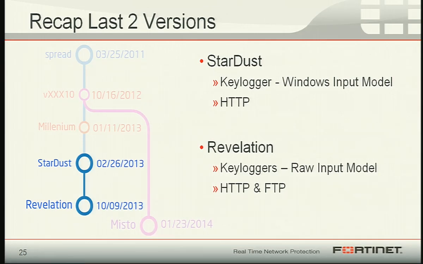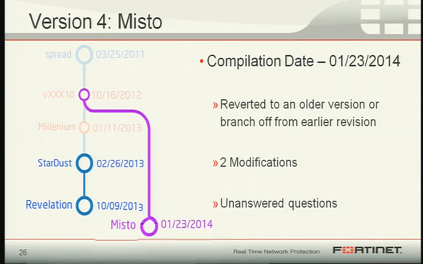So just to recap the last two versions, Stardust had the original keylogger, Revelation had an additional keylogger, and also Stardust started off with only HTTP, and Revelation had both HTTP and FTP. The next and most recent version is Misto with compilation date of January 2014.